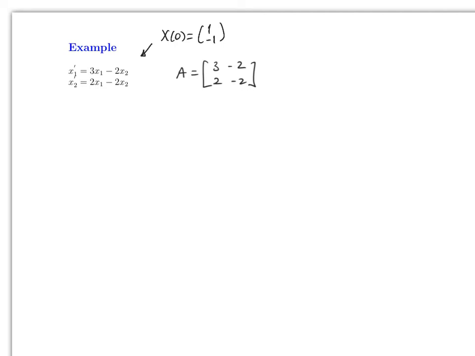So first thing, what is the trace of A? And remember, the trace is this plus that, just the sum of the diagonals. So in this case, it will be 1.